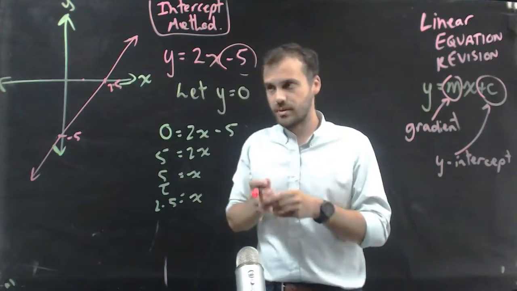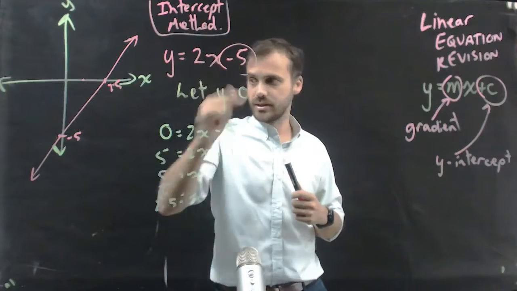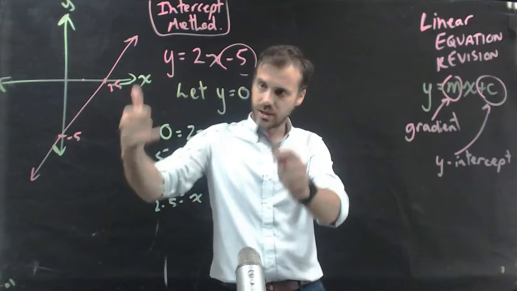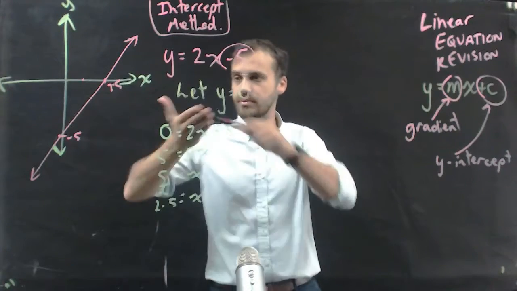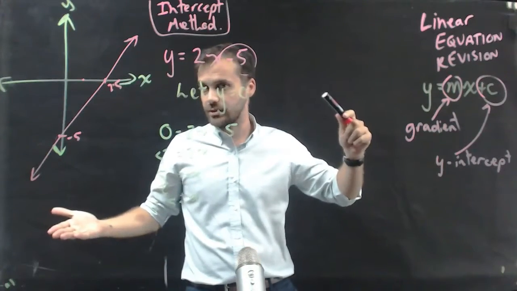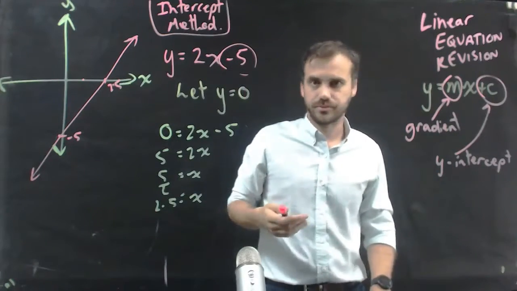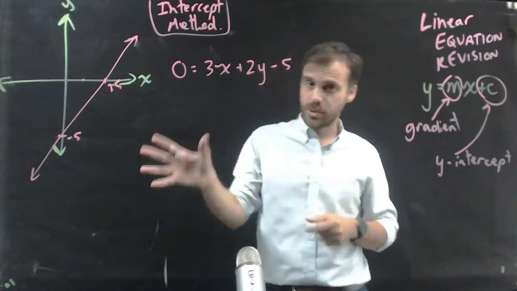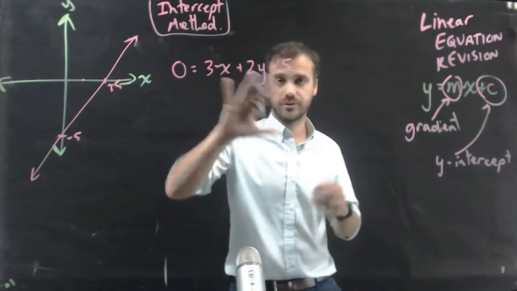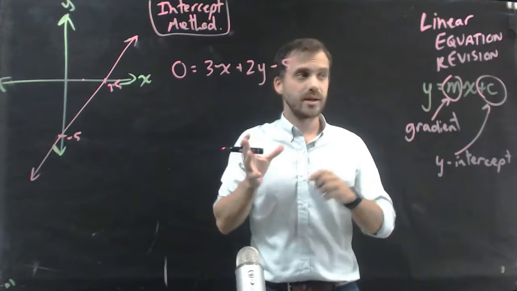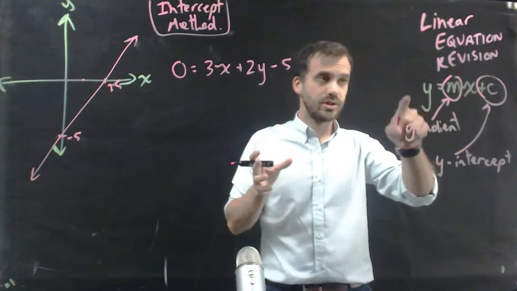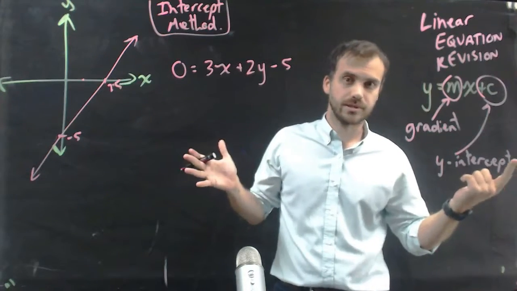I've used the intercept method to use the y-intercept, and then by letting y equal 0, finding the x-intercept, and then being able to draw that line. But what if it wasn't in y equals mx plus c? This is still a linear equation because there's no powers involved. It's an x and a y, it's a relationship between the two, but I can't use the plus c because it's not in the form y equals mx plus c.